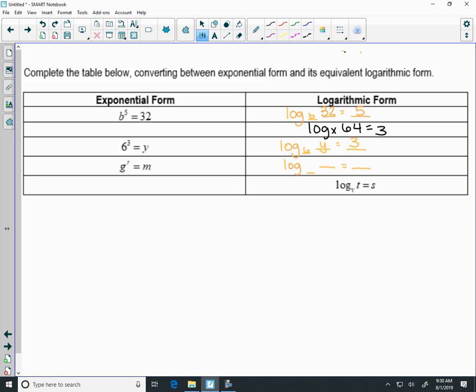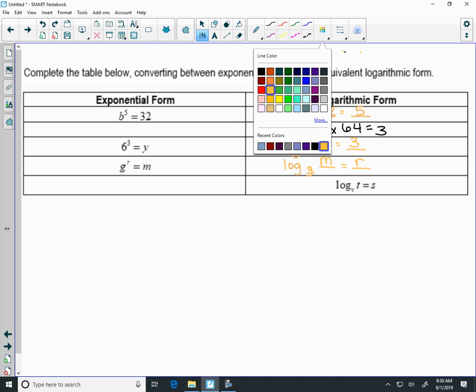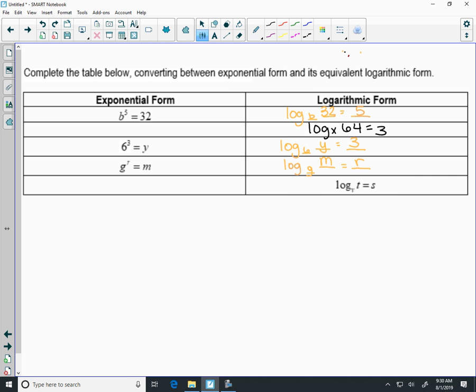For g to the r, the base is g, the exponent is r, and we're taking the log of m. And now let's go logarithmic to exponential. This is the direction that I think is a little easier. The x is my base, 3 is my exponent, 64 is what we're equal to. This last one, b is my base, x is my exponent, and we're equal to t.